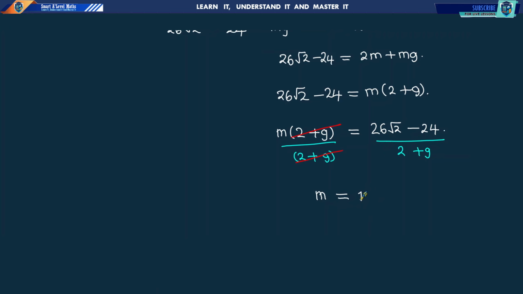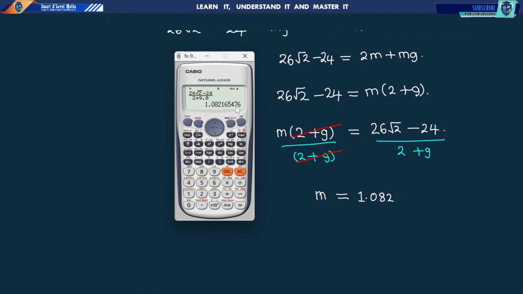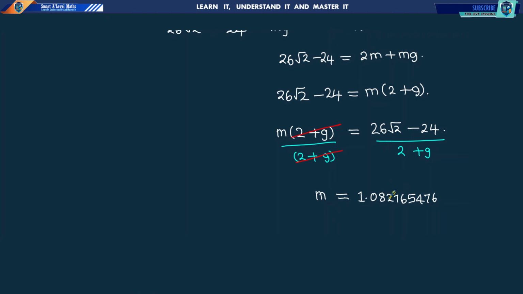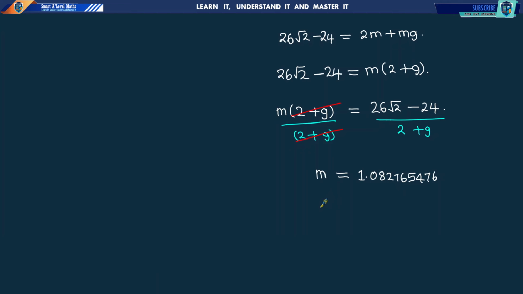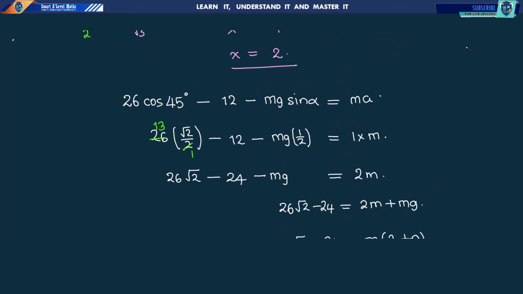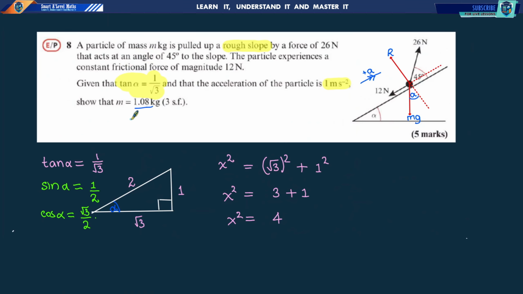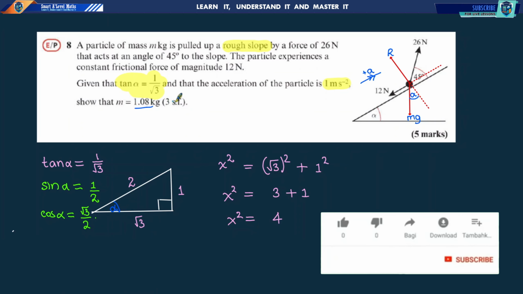So we have 1.08165476, and we go ahead and round to 2 decimal places to make 3 significant figures. Therefore, our value for the mass m is approximately equal to 1.08, and that is in kilograms. And this is the answer shown from the question here. As we can see also, we are getting the value of m as 1.08 kilograms to 3 significant figures.